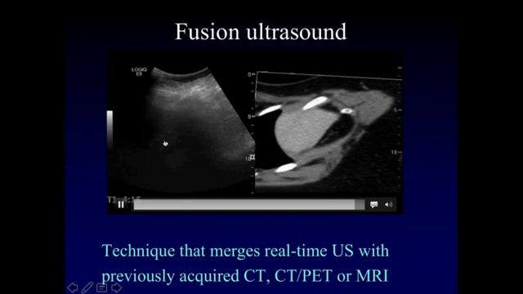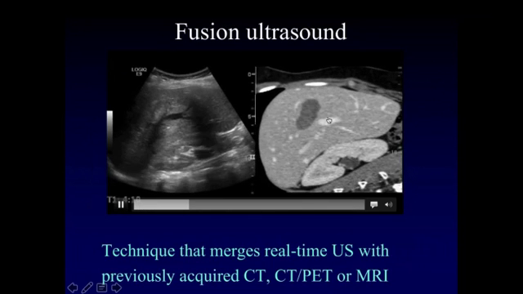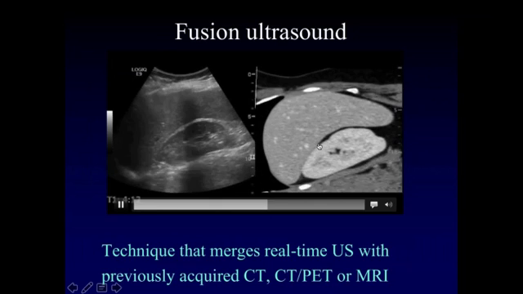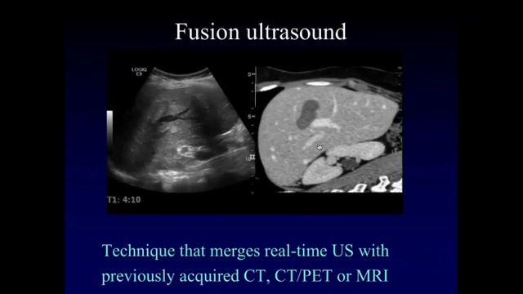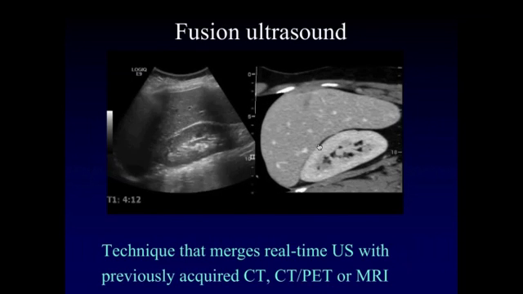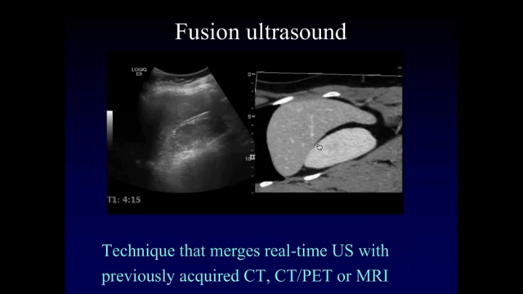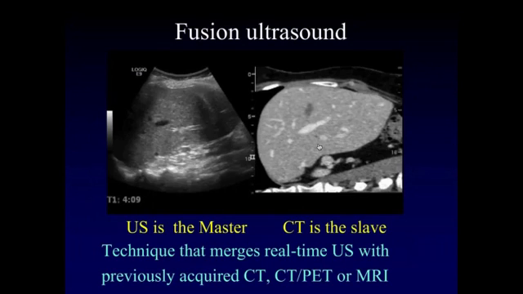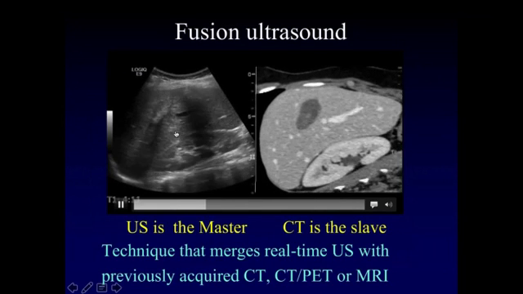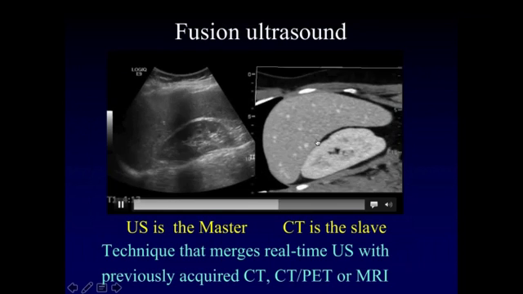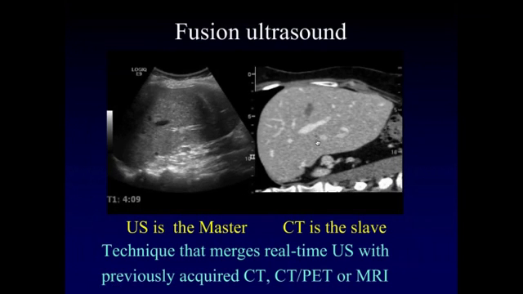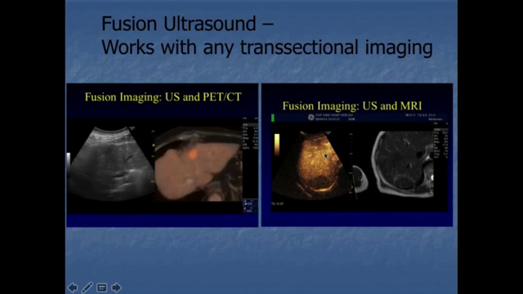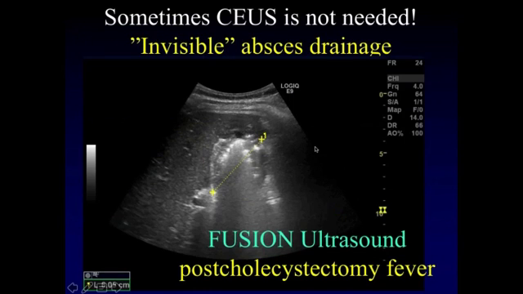You have the ultrasound image here, you have previously acquired CT scans that you put into the ultrasound system, and now we have a technique that merges real-time ultrasound with previously acquired CT, PET-CT or MRI. So now ultrasound is the master and CT is the slave, which is a good situation for us in ultrasound. You can fuse it with PET-CT, you can fuse it with MRI. And actually sometimes you do not need CEUS.